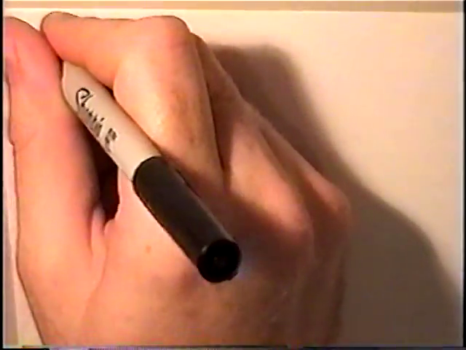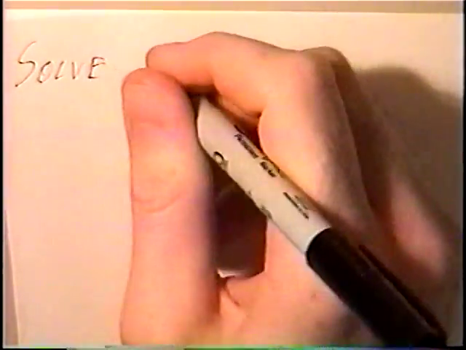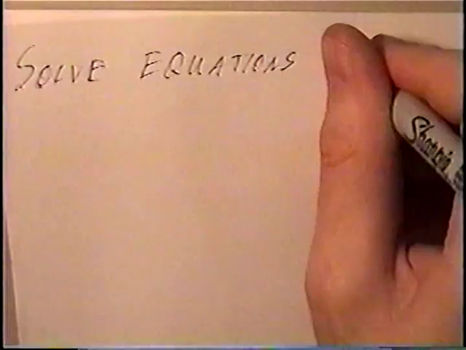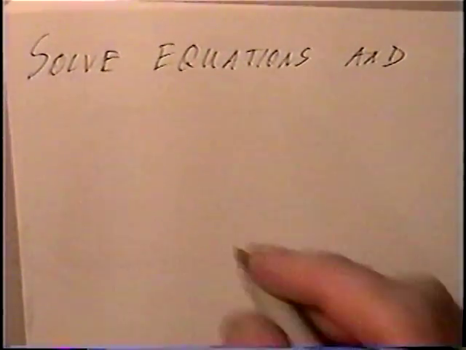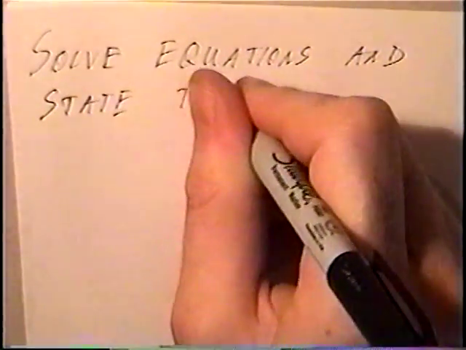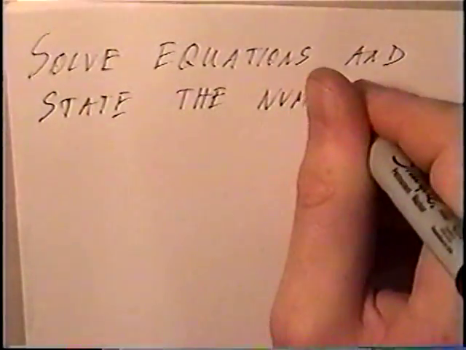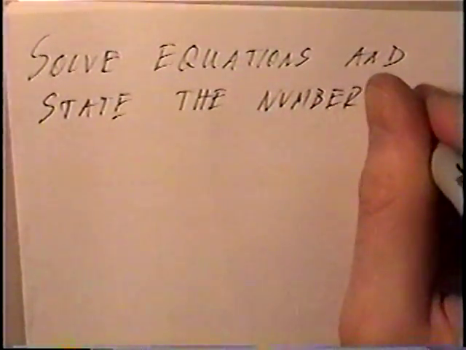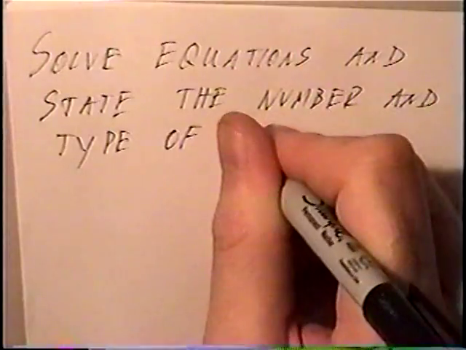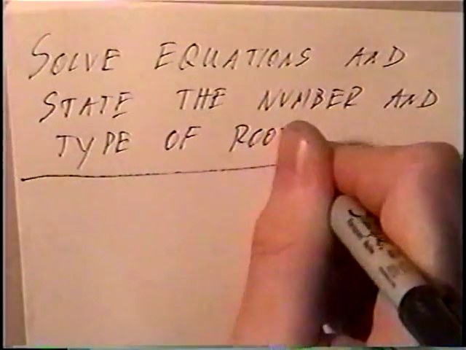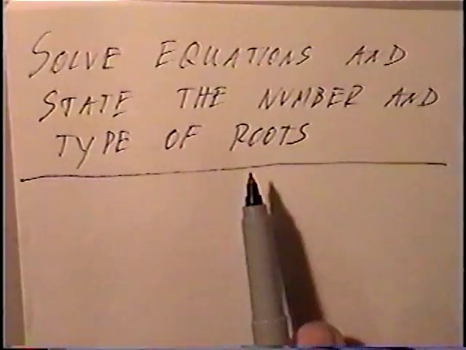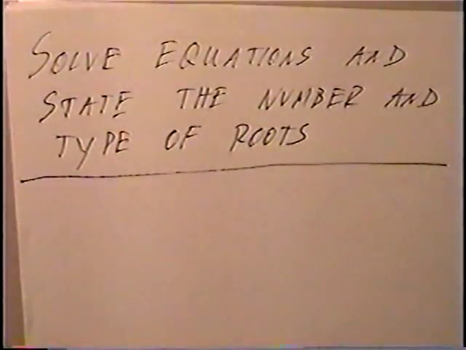Title of the first section is Solve Equations and State the number and type of roots. In this section we'll solve equations, and after solving we'll state how many solutions there are, the number of solutions, and the type of roots, which could either be real or imaginary.